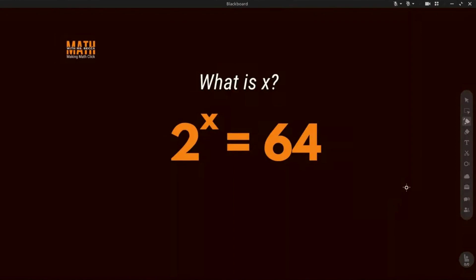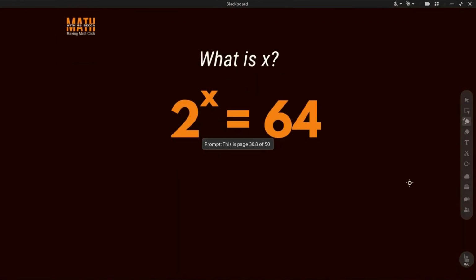Can you answer this at a glance? Let me know in the comments. If yes, how do you solve this?